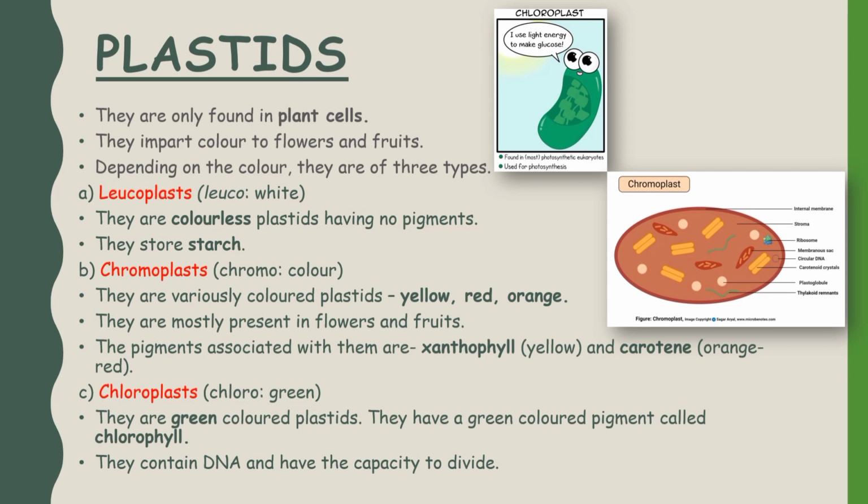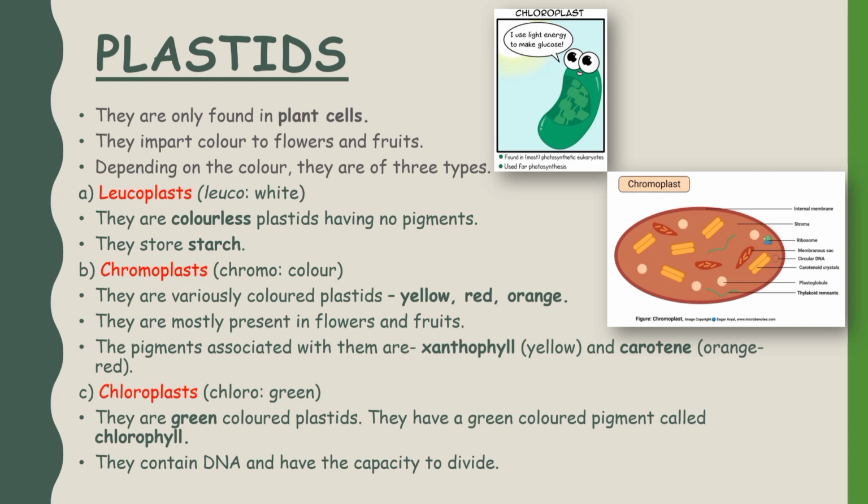Now let's move on towards the plastids. The plastids are only found in the plant cells. Various colors of fruits and flowers are due to the presence of plastids. They are of three main types. First one is the leucoplasts. The leucoplasts are colorless plastids which store starch. They have got no pigments.